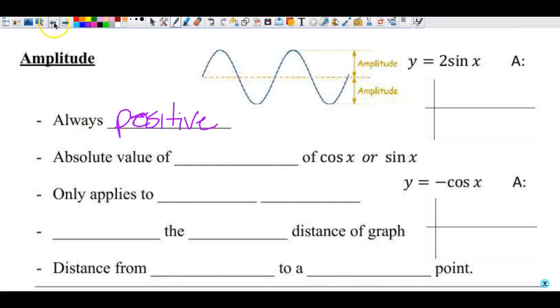So it's always positive. So the amplitude, when you're looking at the actual function, is the absolute value of the little a. Okay, and that is the coefficient.